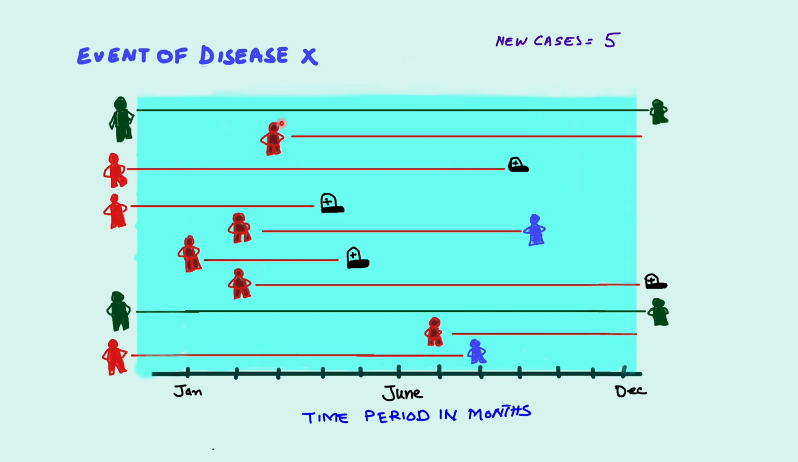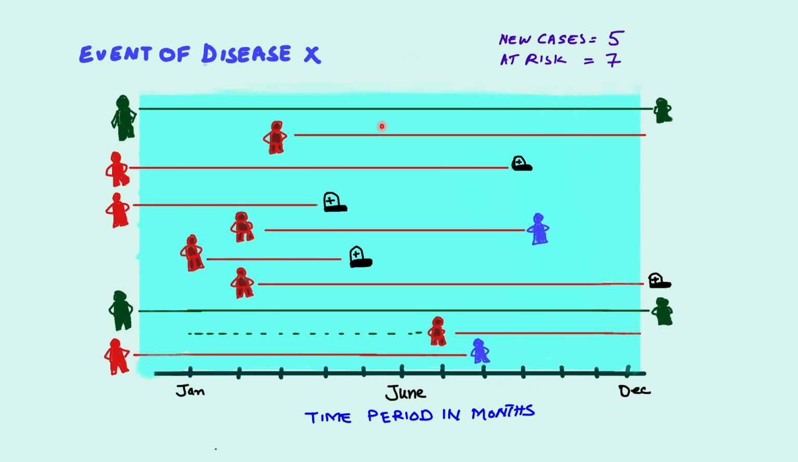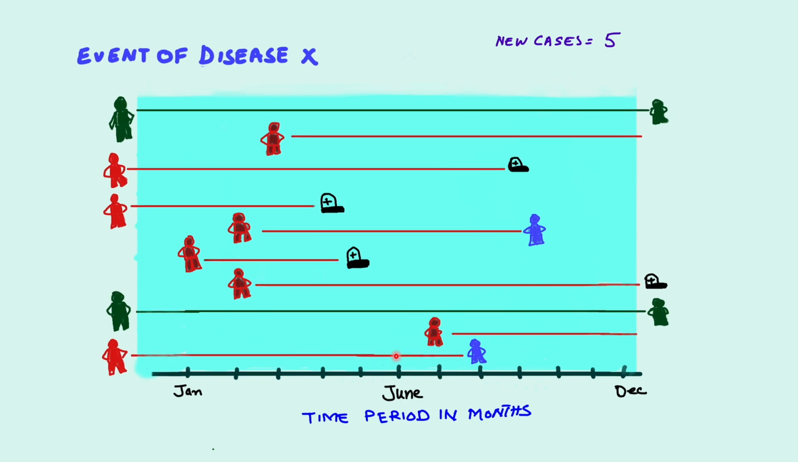This individual is a new case. This person will not be counted because they already had the disease before the study began. This person also will not be counted. These 4 persons will be included because they developed the disease during the study period. This person will not be included because he developed the disease before the start of the study period. So therefore, we have a total of 5 new cases. 1, 2, 3, 4, and 5.